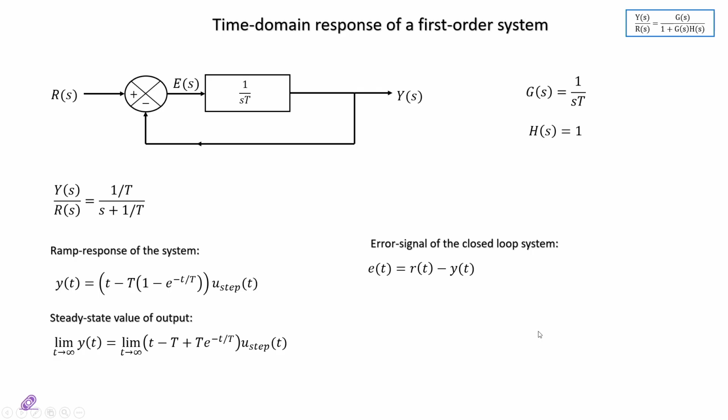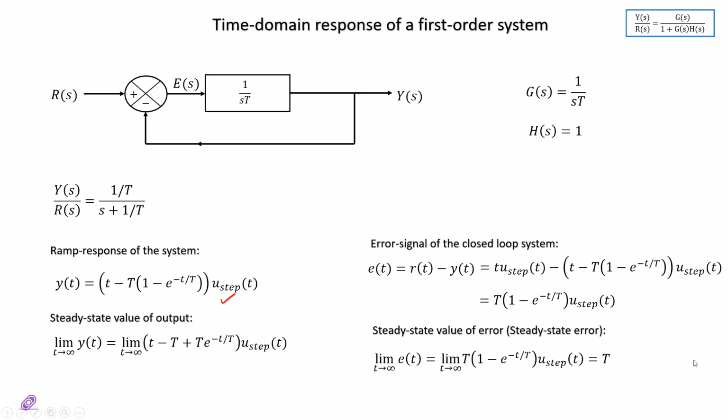So, let us see what the error is. R(t) minus Y(t) will give you the error. R(t) is nothing but t u(t), the unit step, minus the Y(t) expression we have just now found out. We put it there, and we are left with T(1 minus e to the power minus t by T) u(t). Now, what is the final error, or the steady state value of the error signal? That is what is known as steady state error. Steady state error means the error at t tending to infinity.